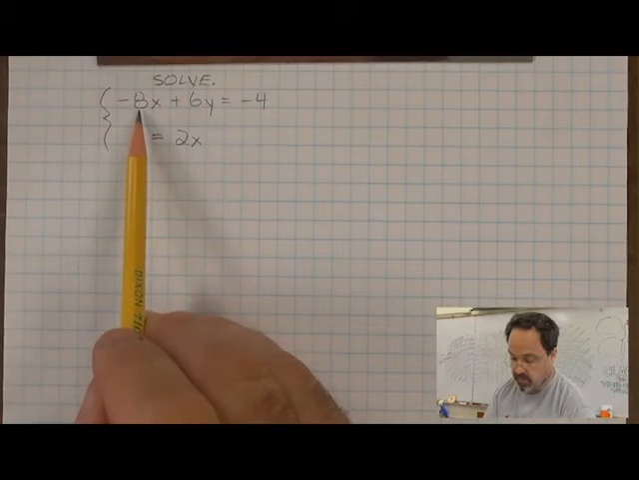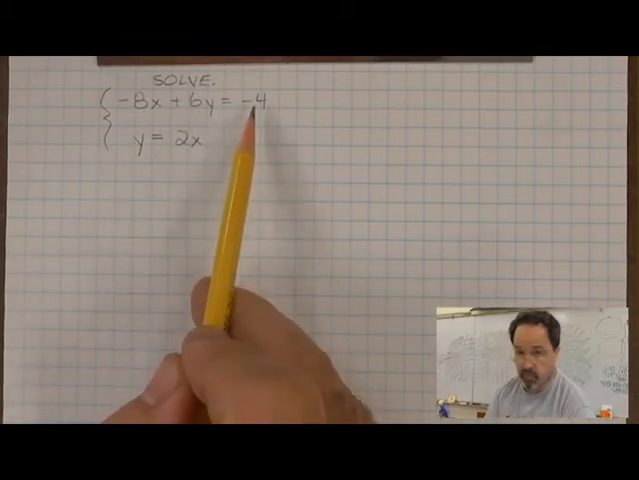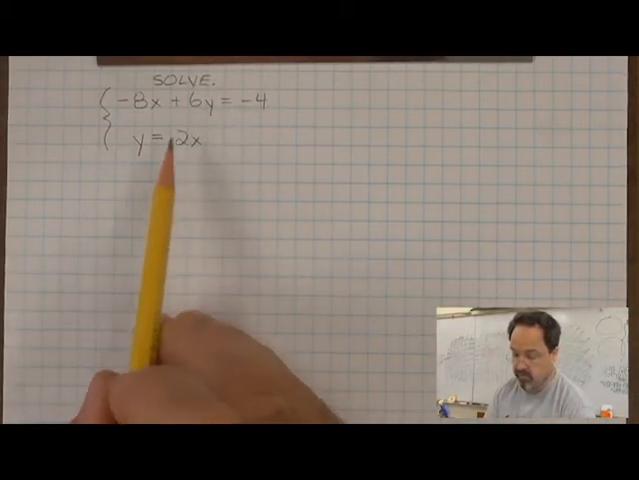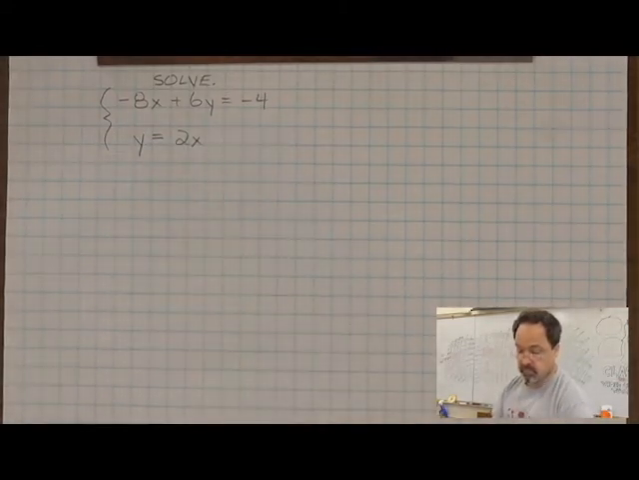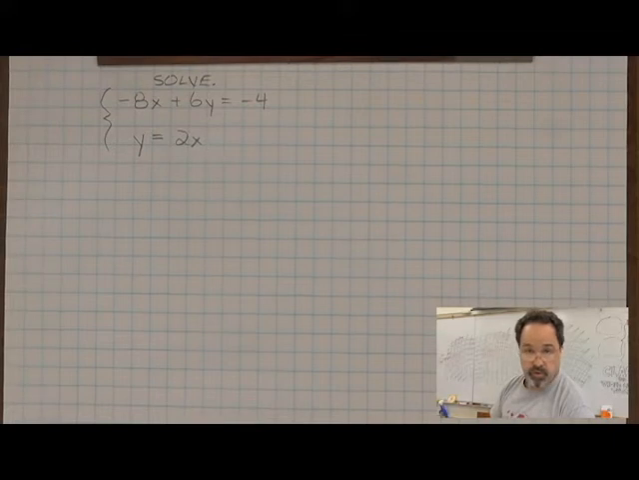Negative 8x plus 6y is equal to negative 4. And a second equation, y is equal to 2x. This is a system because it has more than one equation that I have to consider. And if I'm going to solve it, I need a value for all of the variables that make all of the equations true.